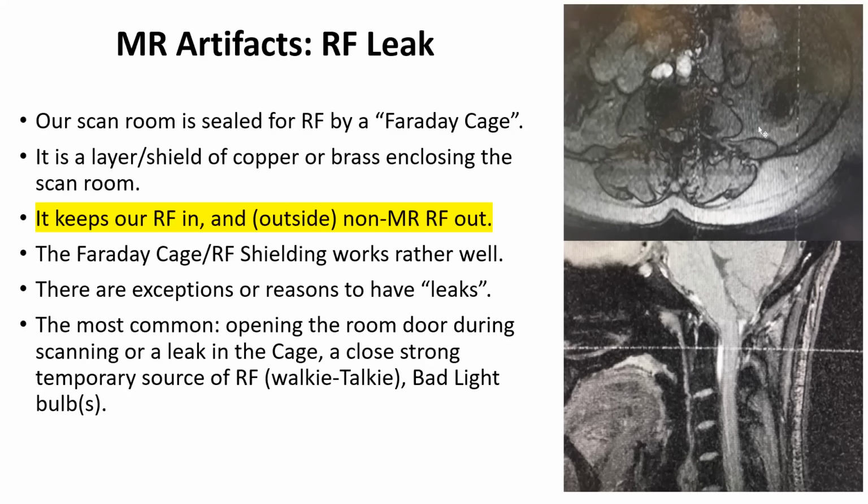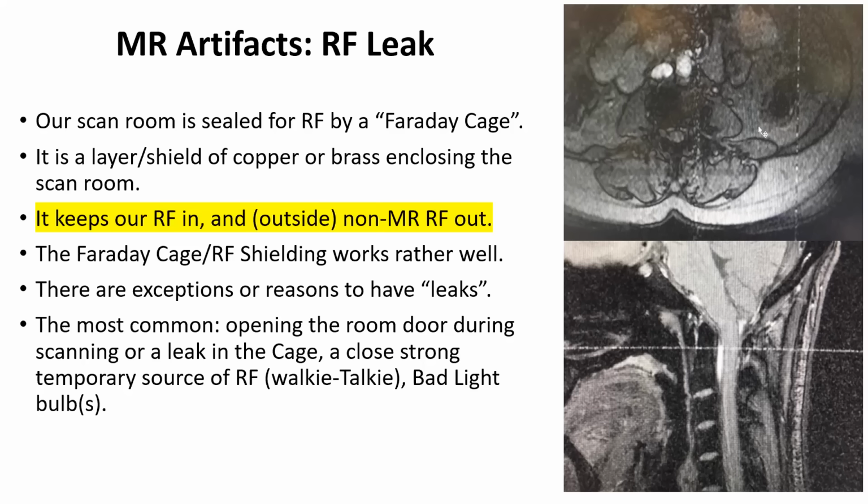But anyway, all MR rooms, just like X-ray rooms, are shielded. They're RF shielded. It's not lead, it's brass or copper. And it keeps our RF in and it keeps somebody else's RF out. When other people's RF gets in, sometimes our coils pick it up. And over on the right-hand side, you can see that zipper kind of artifact. That's classic RF. Sometimes it's just a single one, like down the bottom. Sometimes it's multiple, like up the top. If there's multiple, it's a wide bandwidth of RF that got into your room.